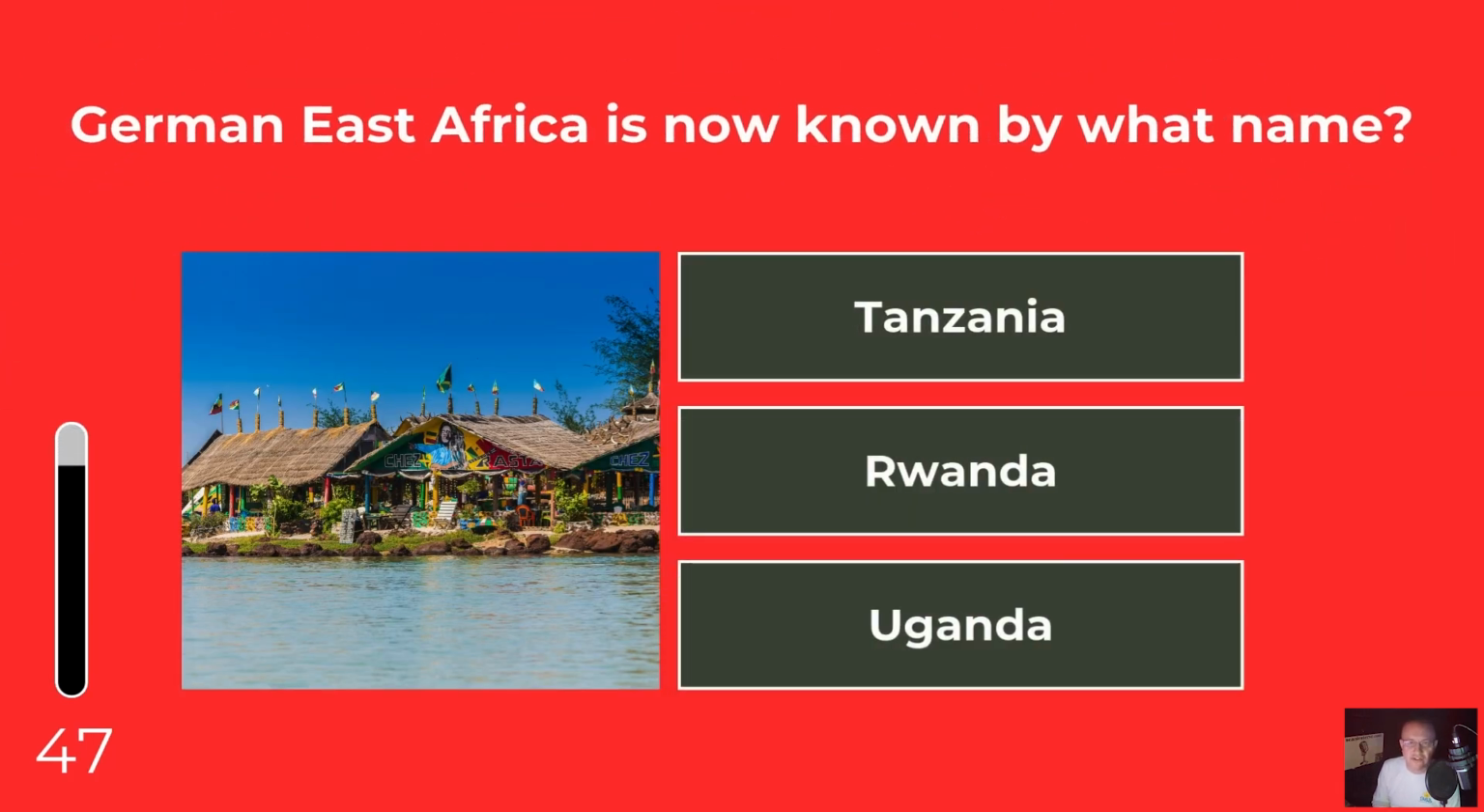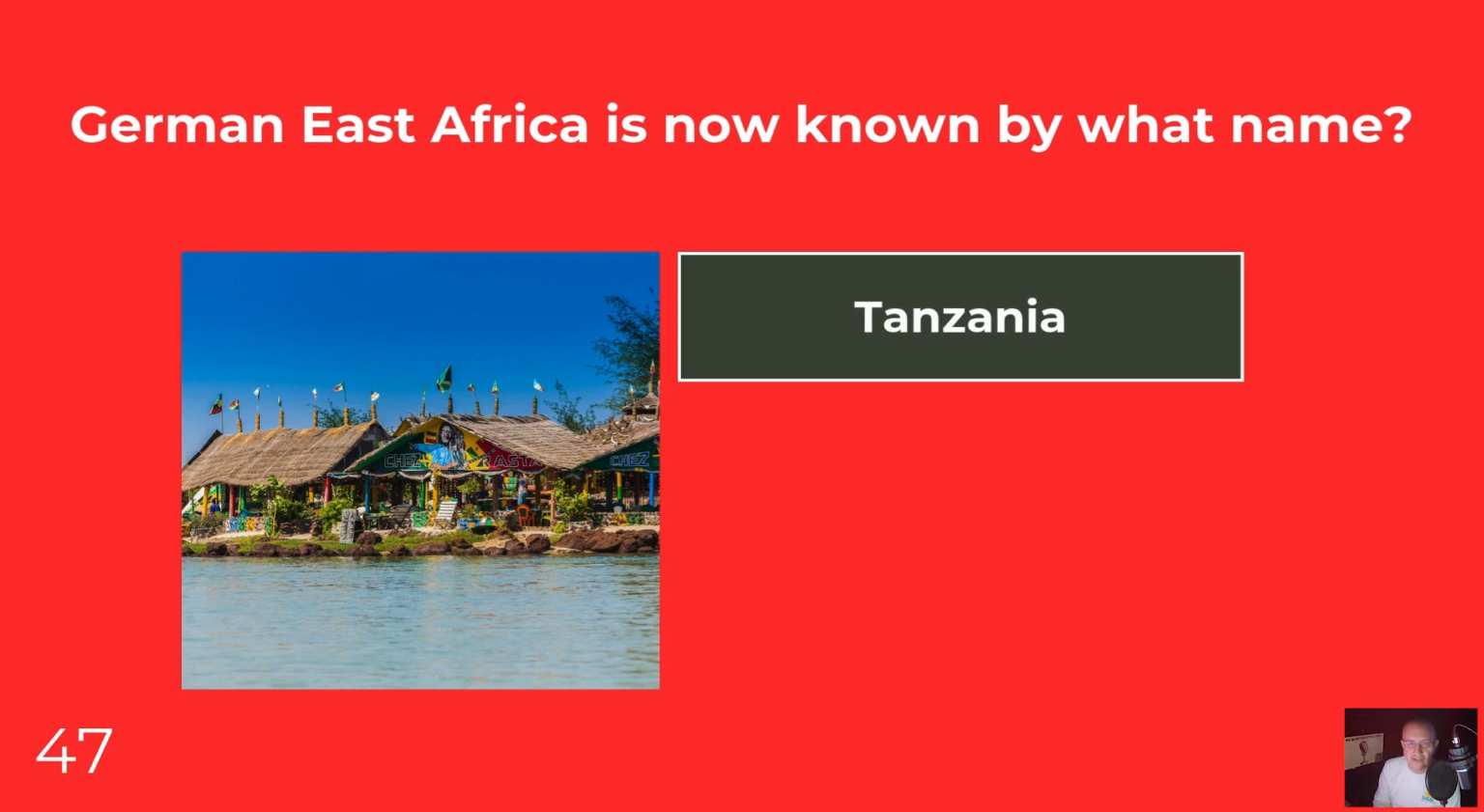German East Africa is now known by what name? Tanzania, Rwanda, or is it Uganda? German East Africa is now known as Tanzania.